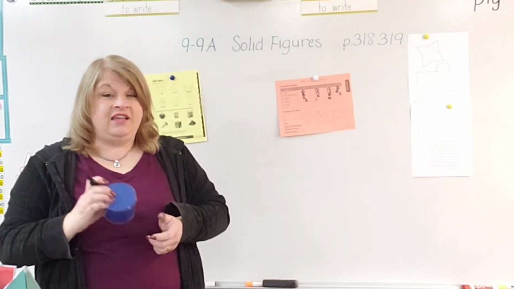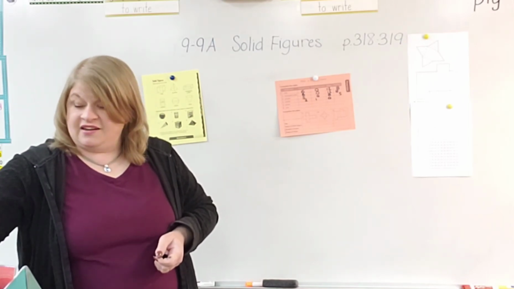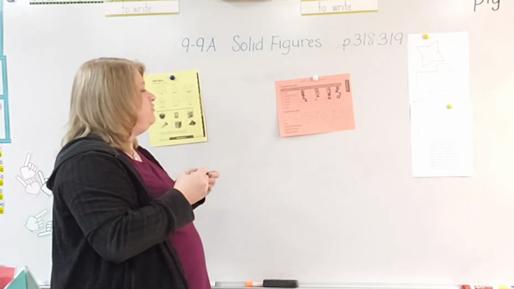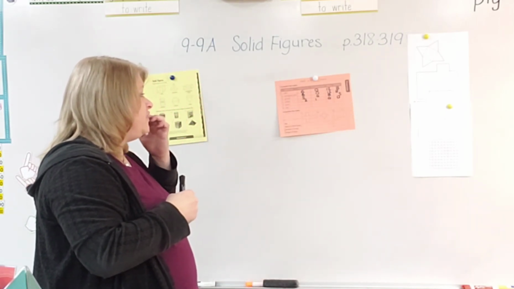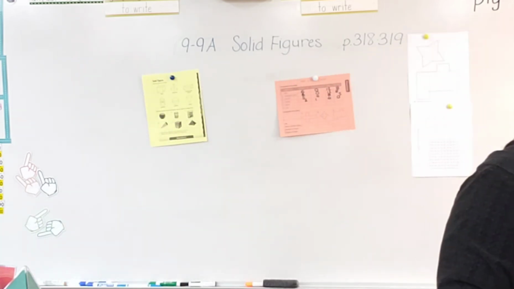And if it doesn't have any edges, can it have any vertices? No, it cannot. So we have 0 on that. Our cylinder has 2 flat surfaces, 1 curved surface, 0 edges, and 0 vertices. My sphere.